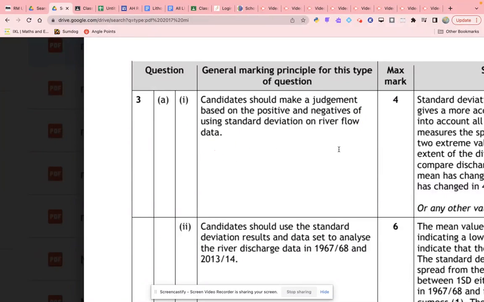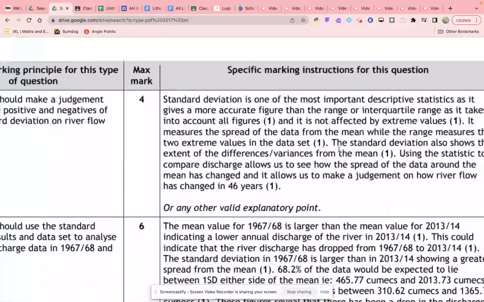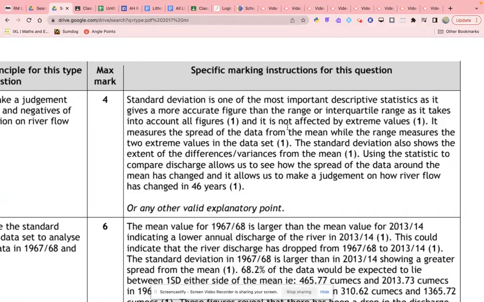So they want you to think like a geographer. Why have I used this test? Okay. Well, it's a really important descriptive test because it gives a far more accurate result than if we'd used interquartile range or just the range itself. And what do I mean by that? Well, let's have a little look at the data.